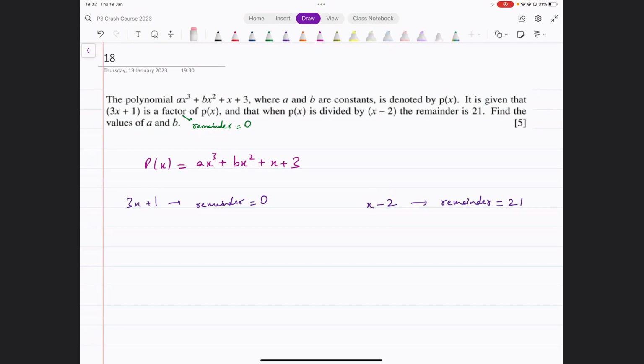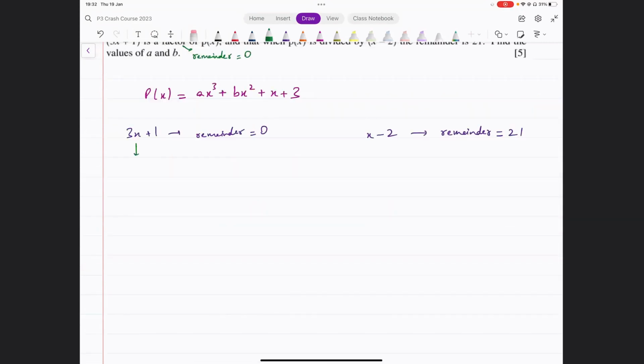So how do we use that? 3x plus 1, you put this equal to 0. That gives you x equals minus 1 over 3. And you put this value of x in that polynomial. You find p of minus 1 over 3. You evaluate this thing. In place of x in this polynomial, you put minus 1 over 3 and see what you get. A into minus 1 over 3 whole cube plus b into minus 1 over 3 whole squared plus minus 1 over 3 plus 3.